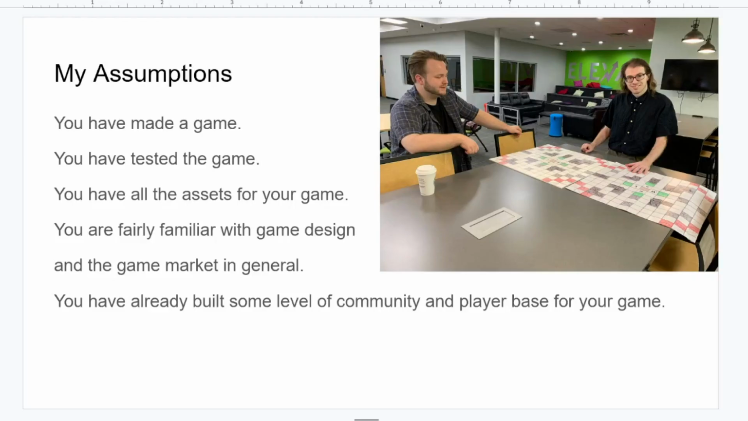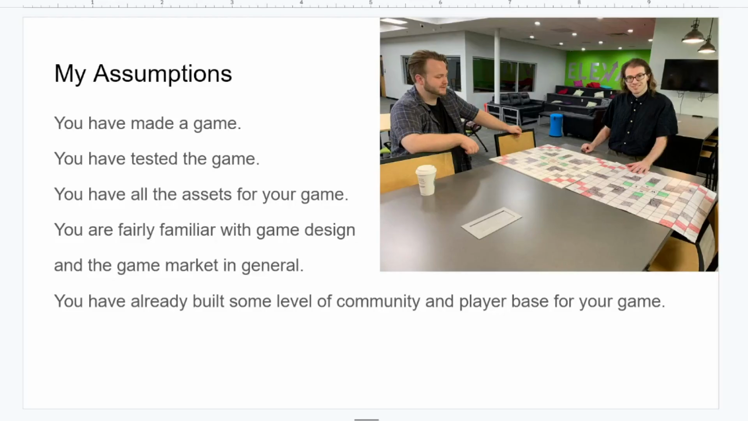You're already fairly familiar with game design and the game market in general. This means that maybe you've made a couple TCGs at home with the boys and shared them with your friends at locals, and that you've played a lot of games, you've been to multiple different game stores, you kind of have a pretty good feel for the tabletop gaming space in general.